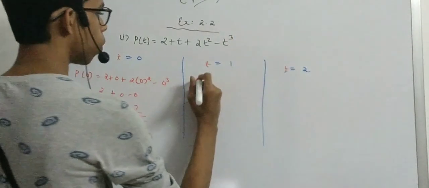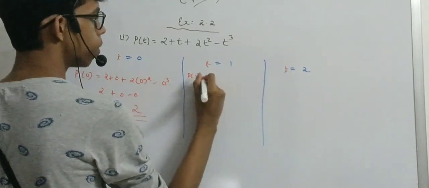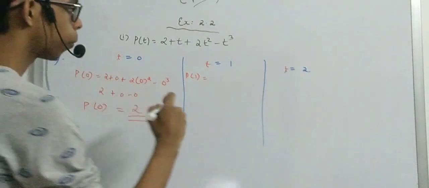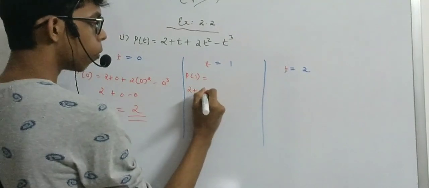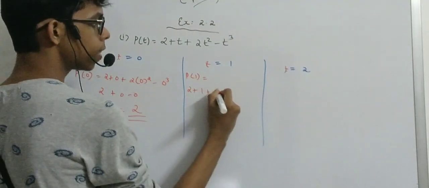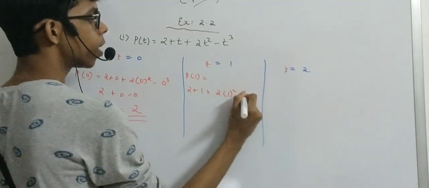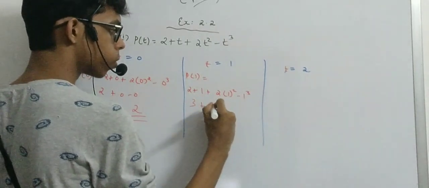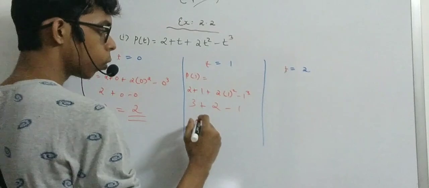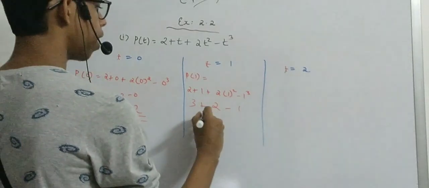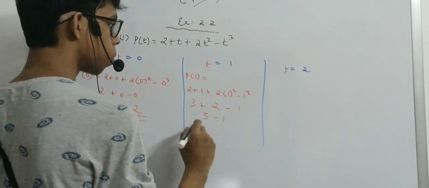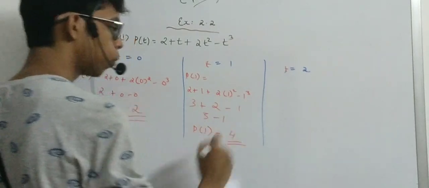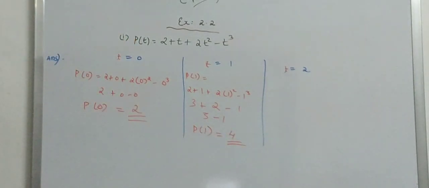Now the next one is p of 1. P of 1 means substitute t with 1. So 2 plus 1 plus 2 into 1 square minus 1 cube. 2 plus 1 is 3, plus 2, so 3 plus 2 is 5, minus 1. 5 minus 1 we know it is 4. So I will get p of 1 is equal to 4. I hope it is clear.